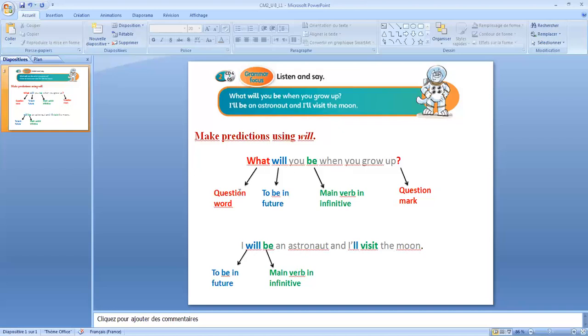What is a question word. Will is the verb to be in the future. Be here remains in infinitive, and here is the main verb. And at the end, of course, we have to put a question mark at the end of the question. So look here, we have two verbs. Actually, the same verb, but one remains in infinitive and the other one changes to the future.